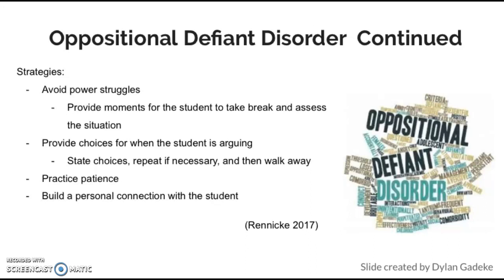Providing choices for when the student is arguing is a good idea. Like, say, you can either do this or you can do this. You decide. And you can repeat that if necessary and remind them of the classroom guidelines. And then at that point, just walk away and let them sit with that. One of the biggest things to do is practice patience with the student, because there are going to be consistent struggles, and you just need to be as patient as you possibly can.